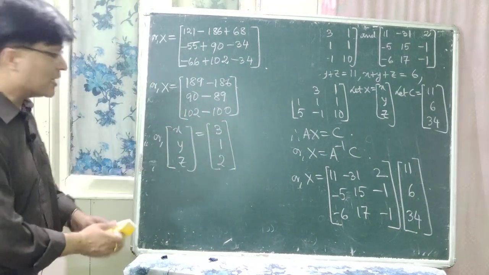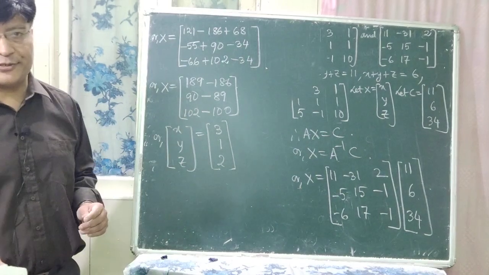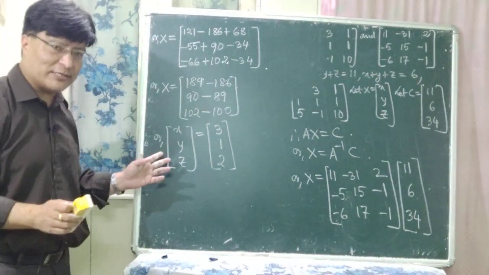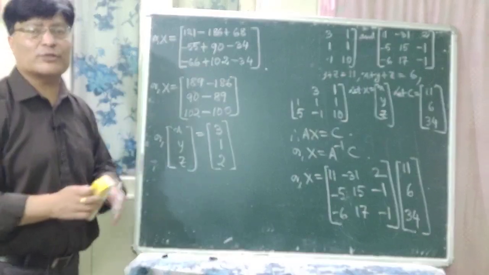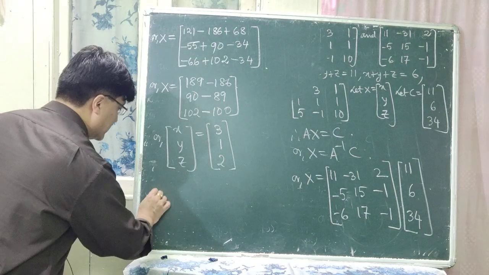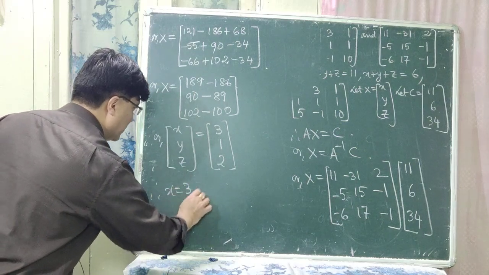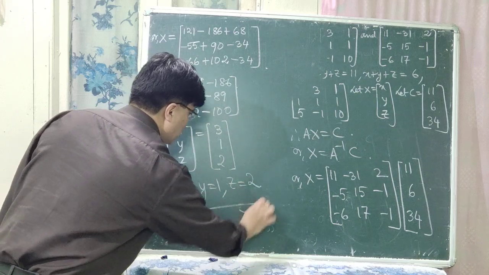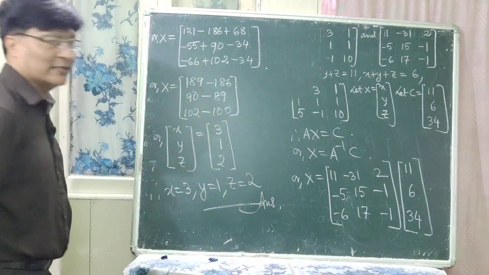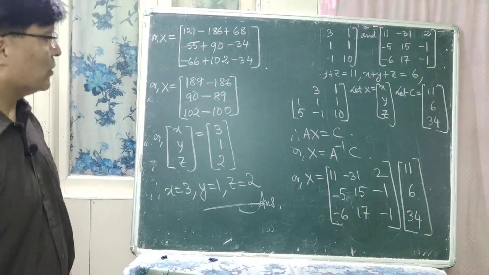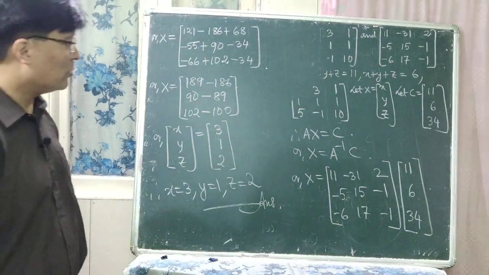So now we have the equality of two matrices. From the definition of equality of two matrices, you can equate the corresponding elements to get the values of x, y and z. That is, x is equal to 3, y is equal to 1 and z is equal to 2. So this is the answer. I think you have understood it, so you can copy it. We'll do the next question now.